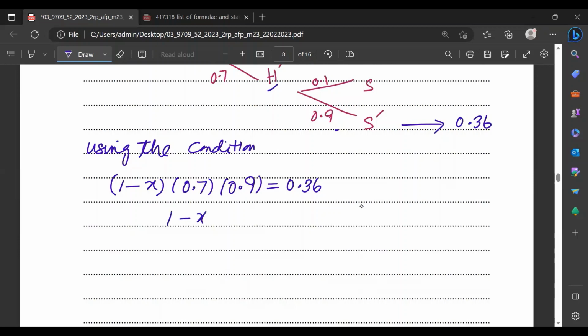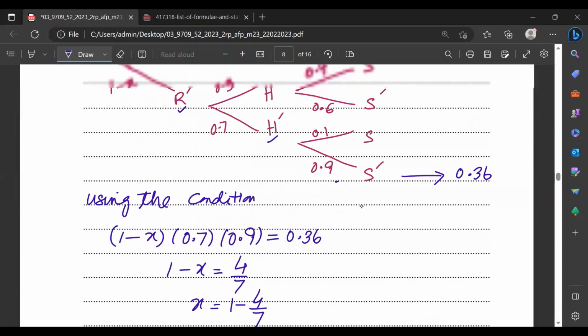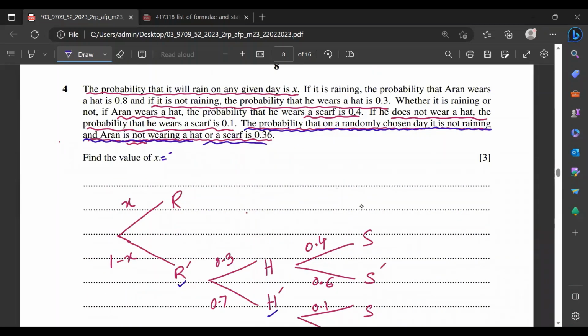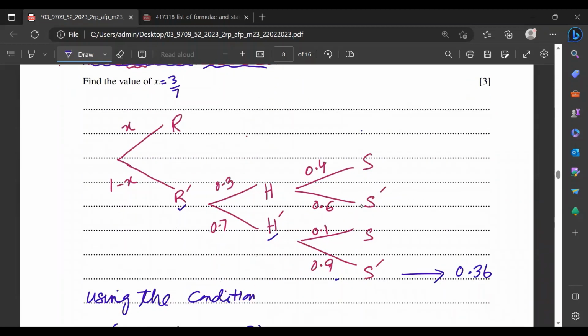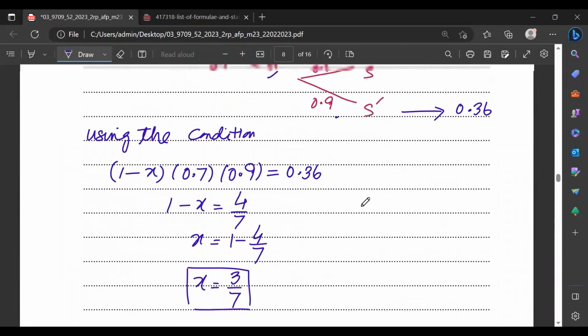1 minus X is equal to 4 over 7. So X is equal to 1 minus 4 over 7, which is 3 over 7. So this is the answer. The question was to find the value of X, so the exact value is 3 over 7. A simple question: you don't need to complete the other links for the raining, because the last statement was regarding the not rainy day. So a simple question of probability.